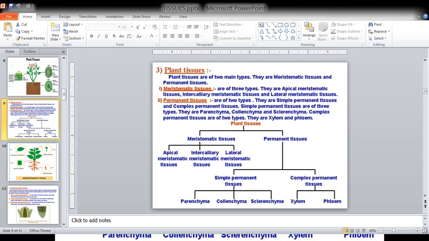Okay, not all at a time, one by one we will complete the tissues, so there will be no confusion among you. So the first type of plant tissues is meristematic tissue.